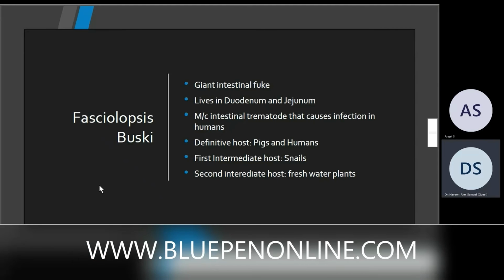The next is Fasciolopsis buski. It's a giant intestinal fluke and lives in the duodenum and jejunum. It is the most common intestinal trematode that causes infection in humans. The definitive hosts are pigs and humans. The first intermediate host is snails, and the second intermediate host is freshwater plants. They might ask you where Fasciolopsis buski lives in the intestine. It is the duodenum and the jejunum. Remember that.